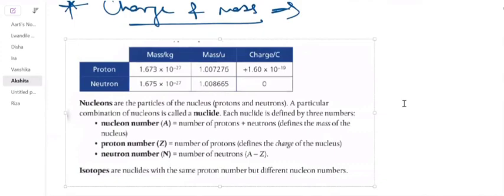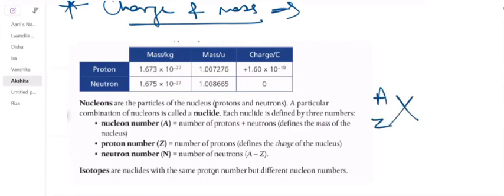So basically, proton and neutron have this much mass in kgs and in AMU, and the charge is this much. Also, the nucleus has particles consisting of protons and neutrons inside it. The combination is also called a nuclide. So three numbers are there: A, Z, N. What is A? Protons and neutrons together. Z is the number of protons. The neutron number is A minus Z. So from this we can conclude that any element can be written like this.